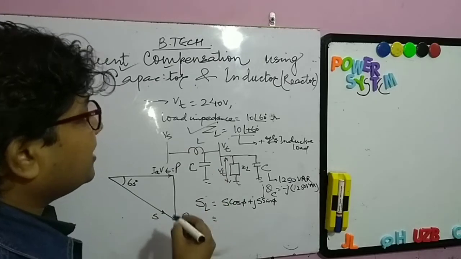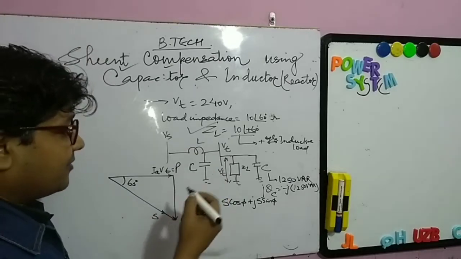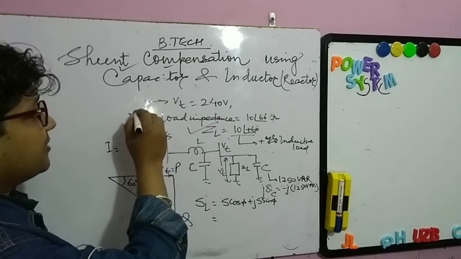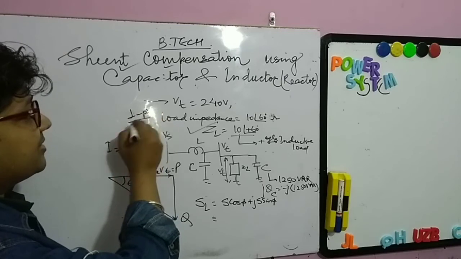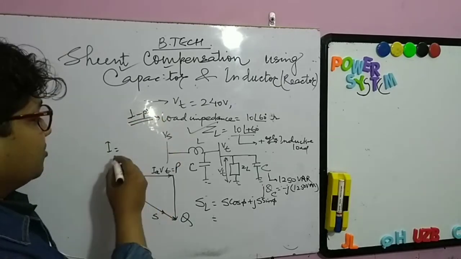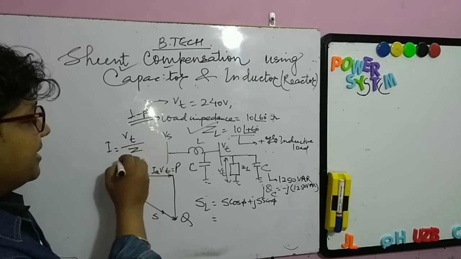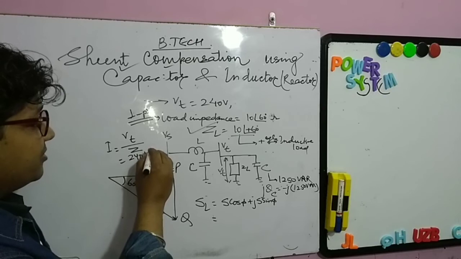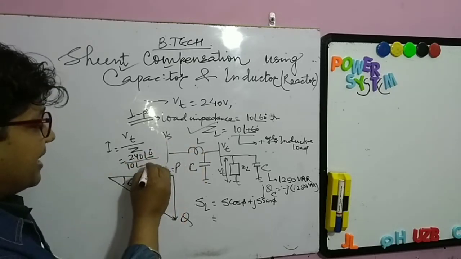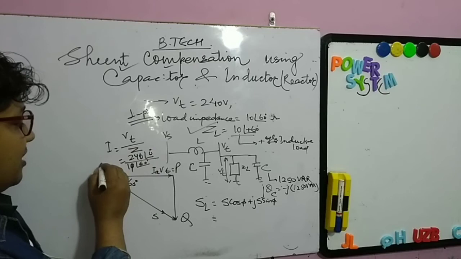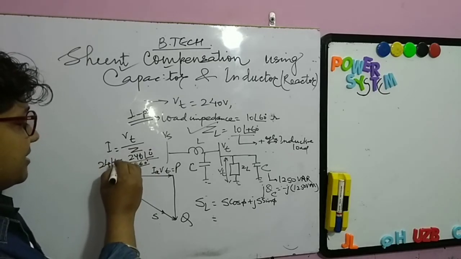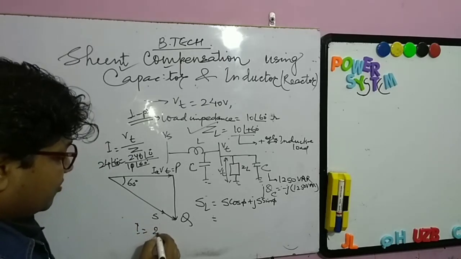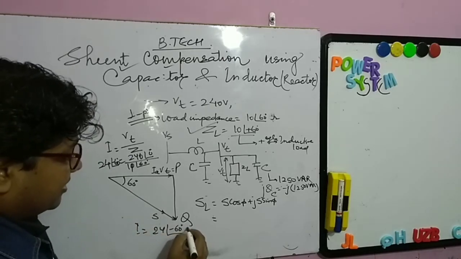So what are V and I? We can calculate I. This is a single phase load, because it is given in our question that this is a single phase load, right? So I will be equal to Vt by Z, and Vt is 240 angle 0 degree, and Z is 10 angle 60 degree. So we are getting I as 24 angle minus 60 degree ampere.